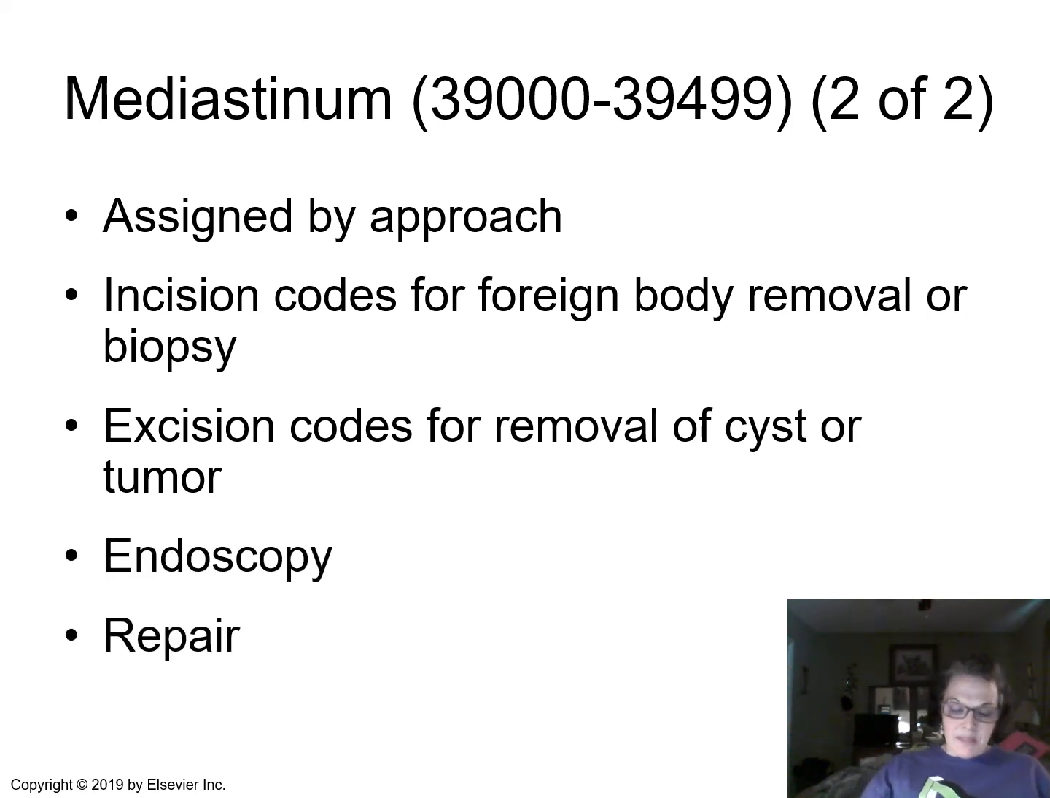The mediastinum subheading is divided by procedure and includes incision, excision, and endoscopy categories. Procedures are reported with the use of codes 39000 through 39499. Codes are based on the surgical approach taken to perform the mediastinotomy, either cervical neck area or across the thoracic area or sternum.